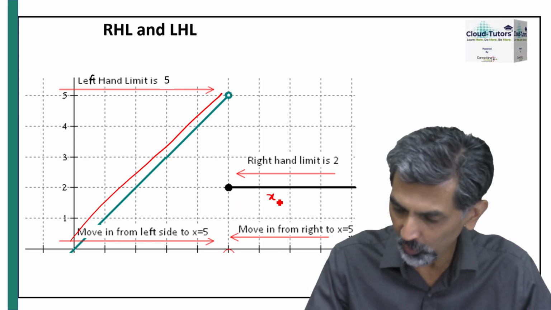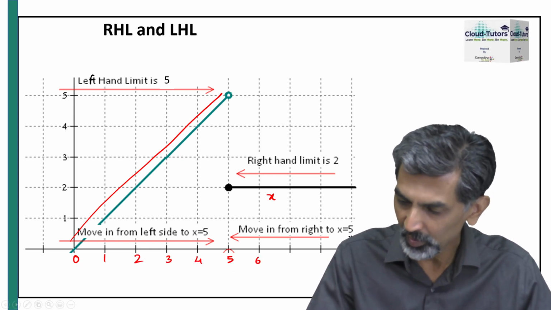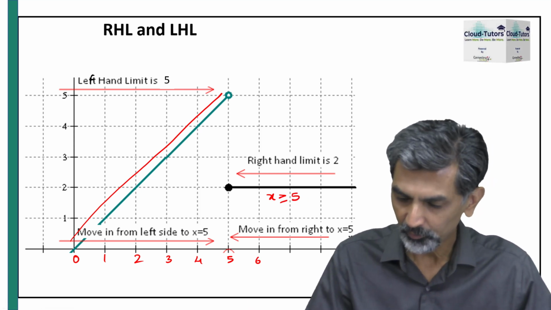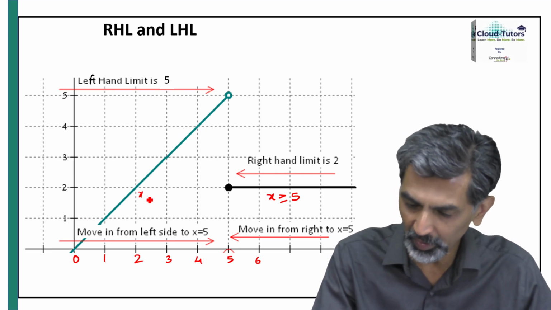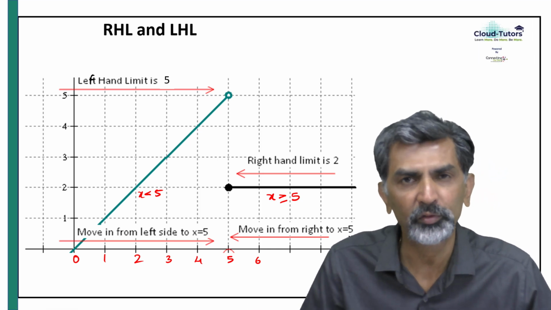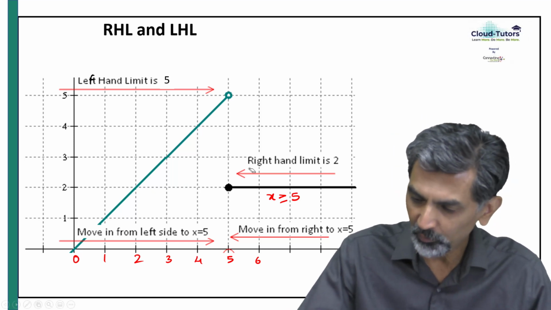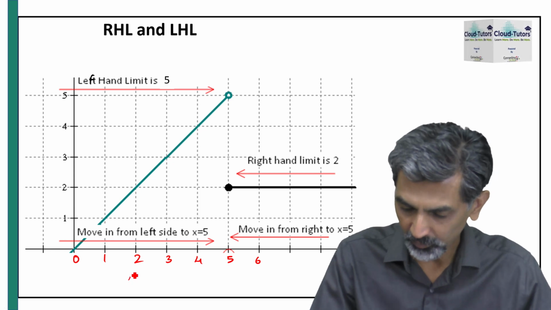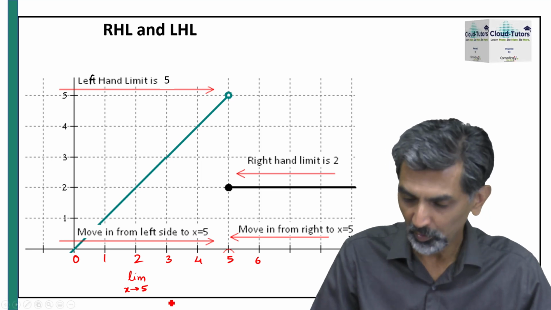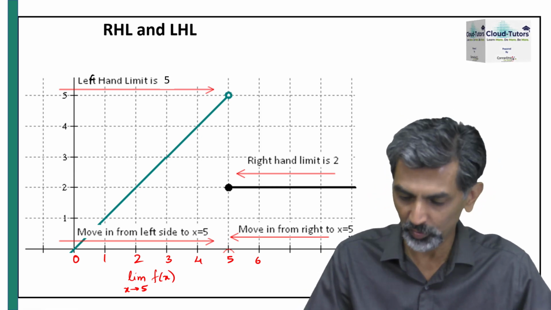If this is 1, 2, 3, 4, 5, 6, etc., this part of the function is for x greater than or equal to 5, and this part of the function is for x less than 5. So two different graphs for a single function because there is a discontinuity. Now what happens when we take the limit of this function as x approaches 5? What is the limit of f of x as x approaches 5?